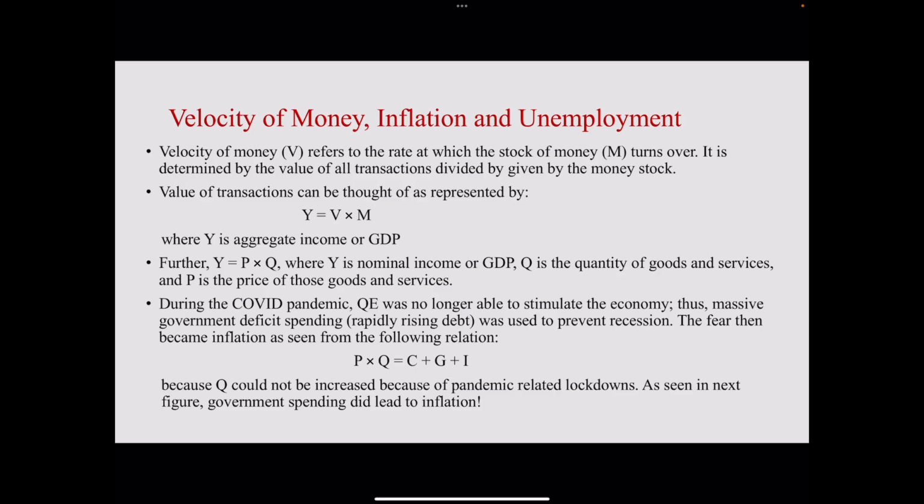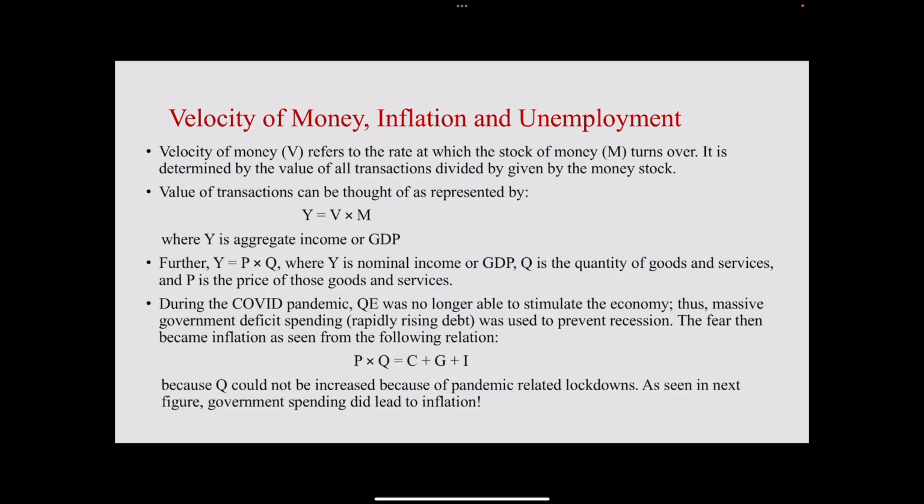Further, Y can be considered to be price times quantity, where Y is nominal income, or GDP, Q is the quantity of goods and services, and P is the price of those goods and services, so a general price of all goods and services in the economy.